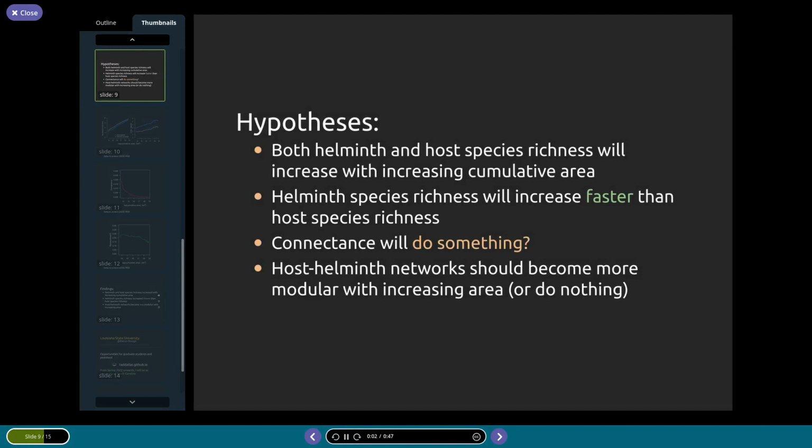And so to go back over our hypotheses, we say species-area relationships will exist. So both helminth and host species richness will increase with increasing cumulative area. There's an idea that helminth richness should increase faster. If you want more information on that, check out the paper. I'm not going to go into it. I had the idea that connectance, which is the fraction of realized interactions in a network, would do something. And there's also a ton of theoretical reasons why it'll do something, and I don't have time to go into it here. But check out the paper or the Galiana paper. And then finally, we measured modularity, but we thought, let's see what happens, but it's predicted to do nothing, right?